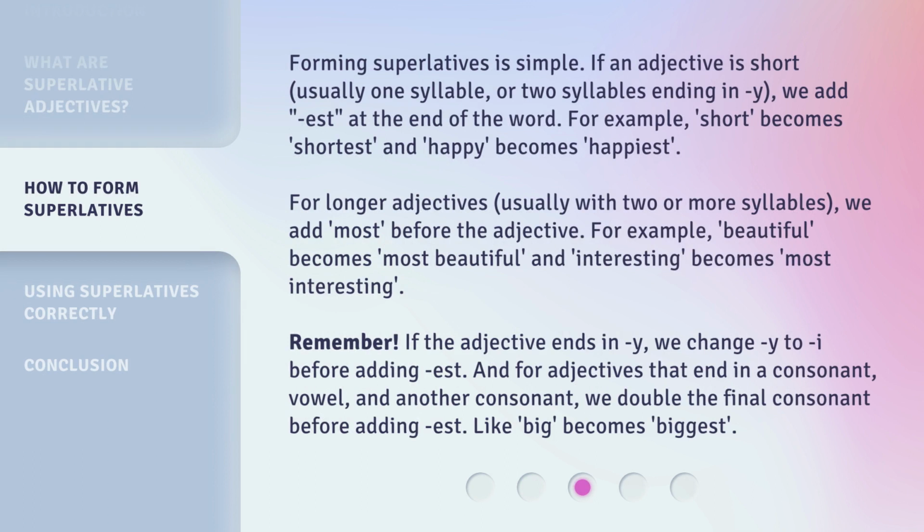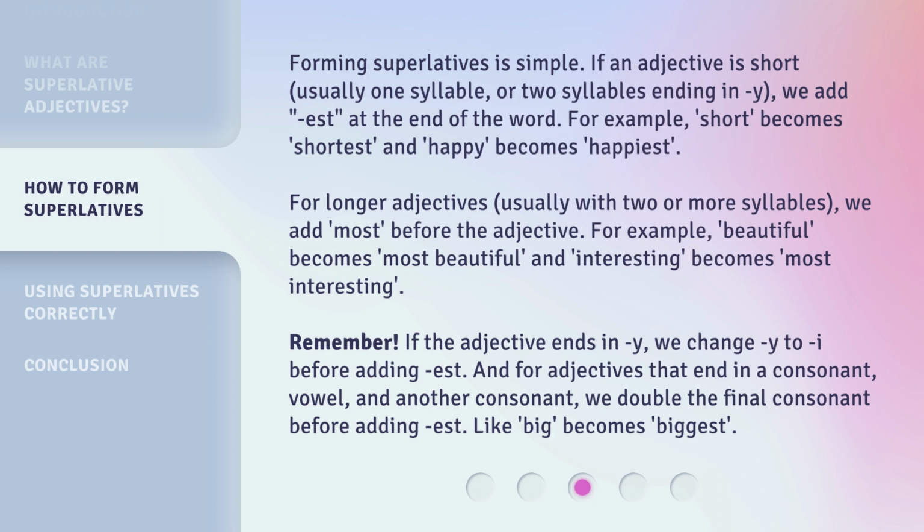Forming superlatives is simple. If an adjective is short, usually one syllable, or two syllables ending in y, we add est at the end of the word. For example, short becomes shortest, and happy becomes happiest. For longer adjectives, usually with two or more syllables, we add most before the adjective. For example, beautiful becomes most beautiful, and interesting becomes most interesting.